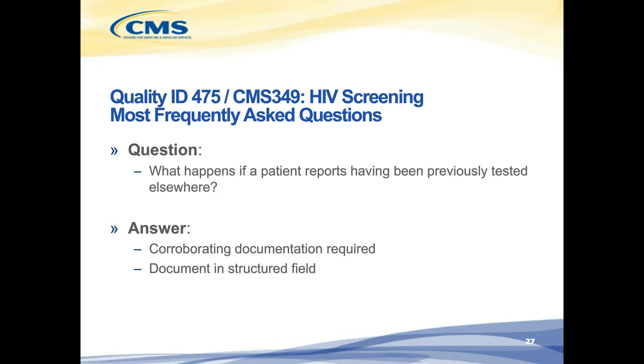The second question is, what happens if a patient reports having been previously tested elsewhere? We noted that documentation is required to rule out a previous HIV test. So in cases where the HIV test was performed elsewhere, providers can't rely on patient attestation or self-report to meet the measurement requirements. And I mentioned that previous research has shown that patient self-report is an unreliable indicator of previous HIV testing history, for a variety of reasons, stigma and others.